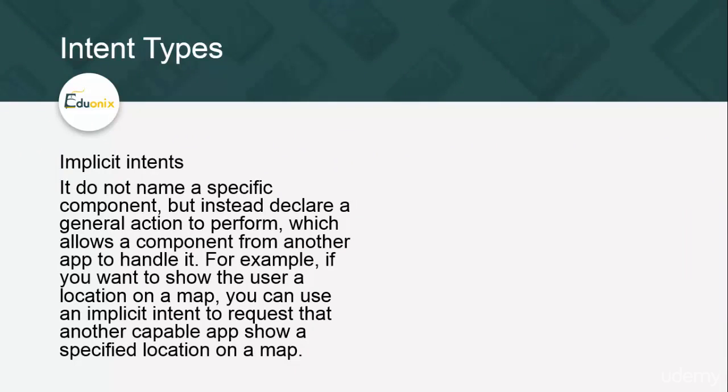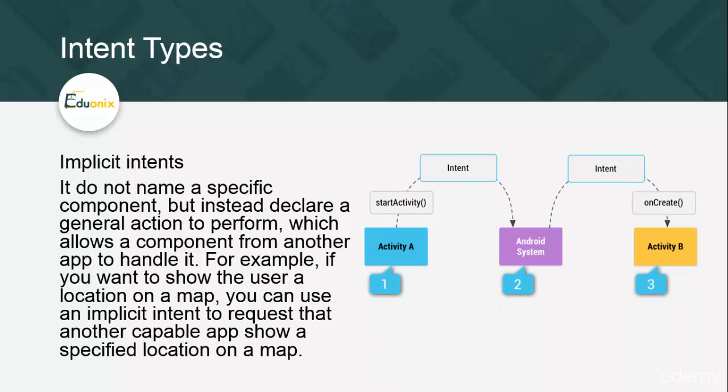Implicit intents. An implicit intent uses a general action to call a component from another app. For example, if we need to show a map within our app, an implicit intent is triggered and a general action to call the map from another app occurs. Let's look at the process of implicit intent.